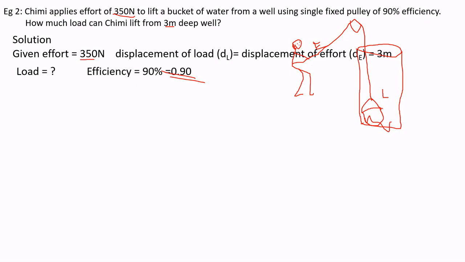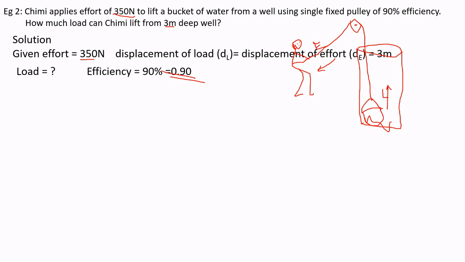Displacement of load and effort is always equal, but this is true only in a single fixed pulley. In a single fixed pulley, when the load moves 1 meter up, this effort will also move 1 meter, because there is not much complication here. It's direct. When the load moves up, the same thread is moving on that side. So when the load moves 1 meter, the effort will also move 1 meter.